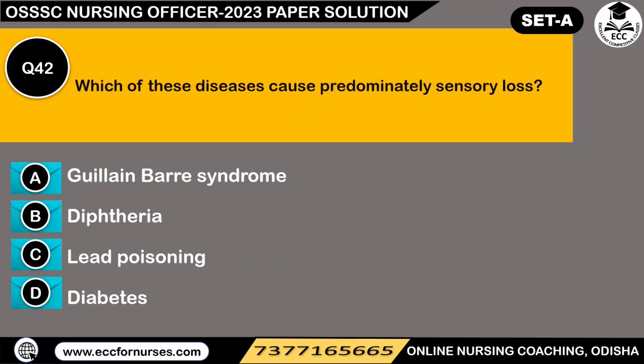Question number 42. Which of these diseases cause predominantly sensory loss? The answer is a little confusing. There is confusion between lead poisoning and Guillain-Barré syndrome.